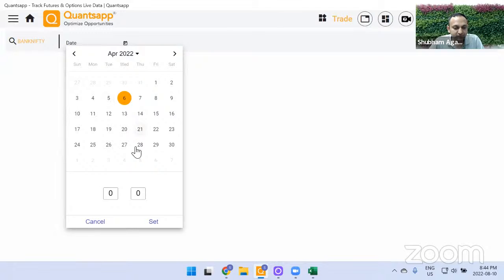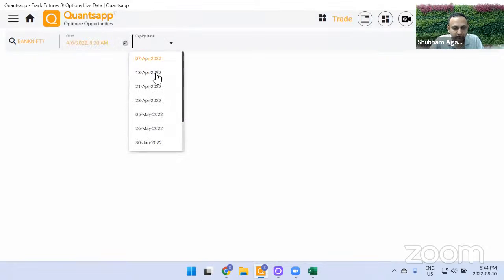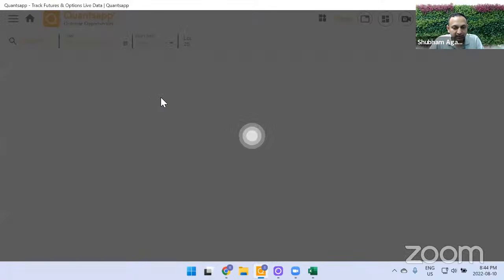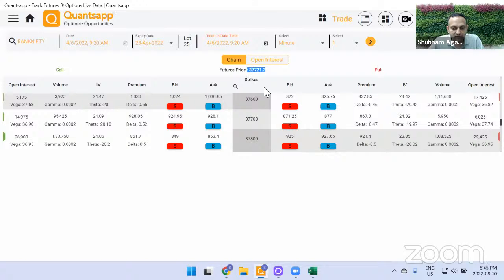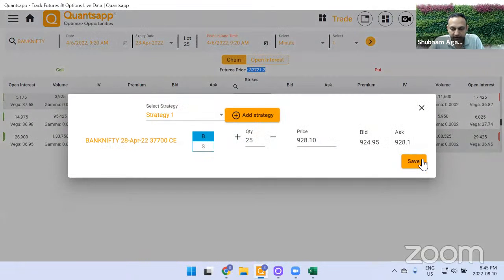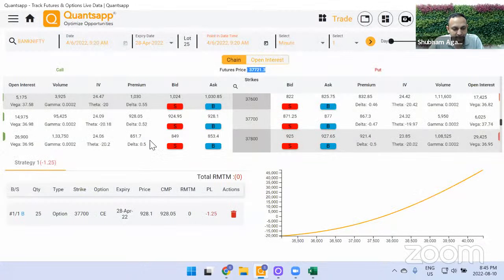So 5th means that we'll go and take a trade on 6th at 9:20, right? So let me set this, and we will be taking a monthly expiry. If you see the prices around that time for the monthly expiry, the Bank Nifty was trading at this level, and we will be buying an ATM call option, right? So I'll just go and save this.